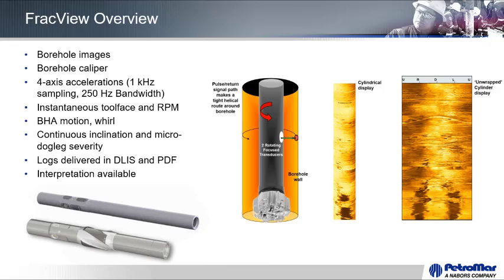What it can give you, by the time you add all these measurements together, is, besides the borehole images and the caliper, both of which derive from the ultrasonic sensors located on opposite sides of the tool, instantaneous tool face, so you know which direction your bit is pointed. Also instantaneous RPM, so you know how fast your BHA is turning, BHA motion, whirl, continuous inclination, and micro dogleg severity. You put all that together and you have a pretty good picture of what's going on downhole.